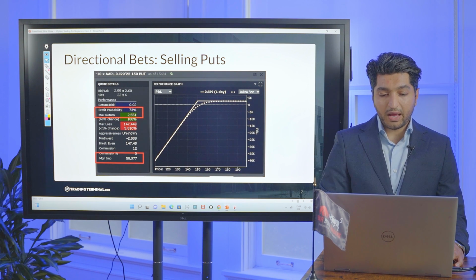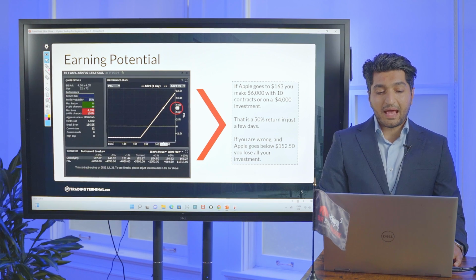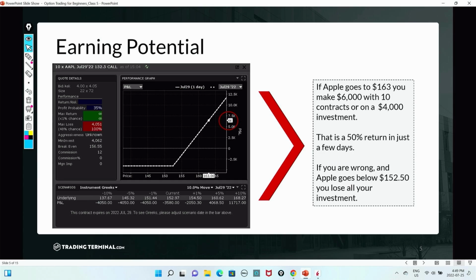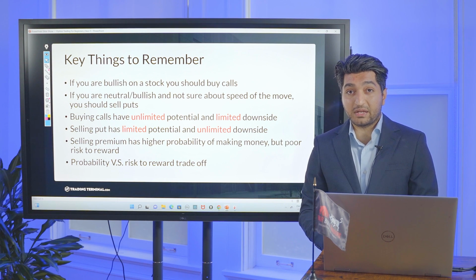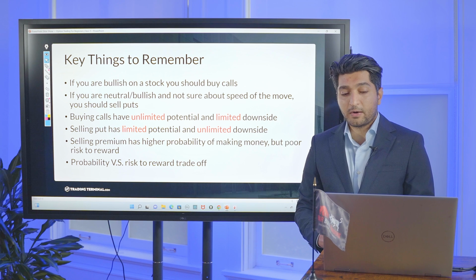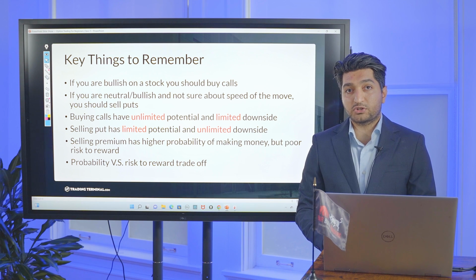On the other hand, buying premium has lower profit probability but higher return potential. So you can even see it in this chart. About a 35% chance that your Apple calls make you money, but you have unlimited max return. So probability of a trade making money versus its risk to reward is basically the trade-off in option trading.